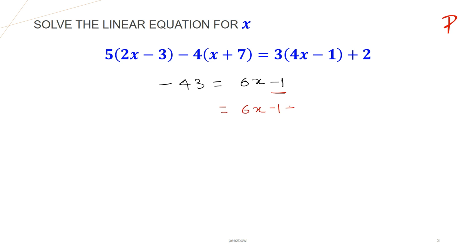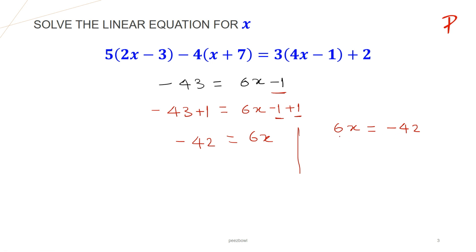Minus 1 plus 1. I've added 1 on the right hand side, and here on the left hand side we have minus 43 plus 1, right? So this minus 1 and this plus 1 will cancel each other, and we have only 6x on the right hand side, and on the left hand side we have minus 43 plus 1, that is minus 42. Now I have to find out the value of x. So let me reverse it. Minus 42 is equal to 6x. We can write it as 6x equal to minus 42. It does not change anything. We only wrote 6x on the left and minus 42 on the right.